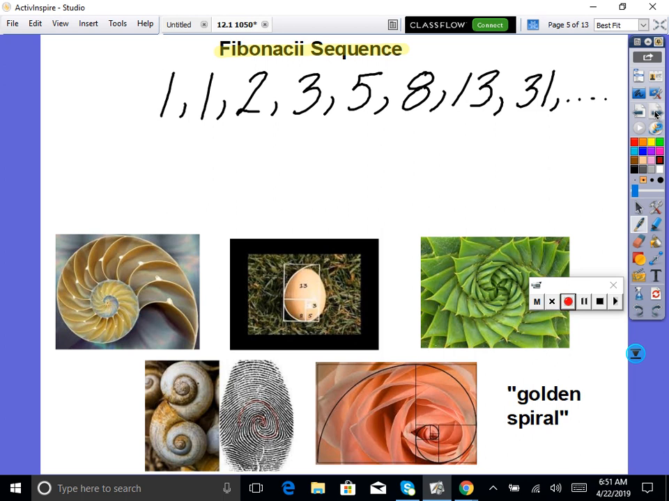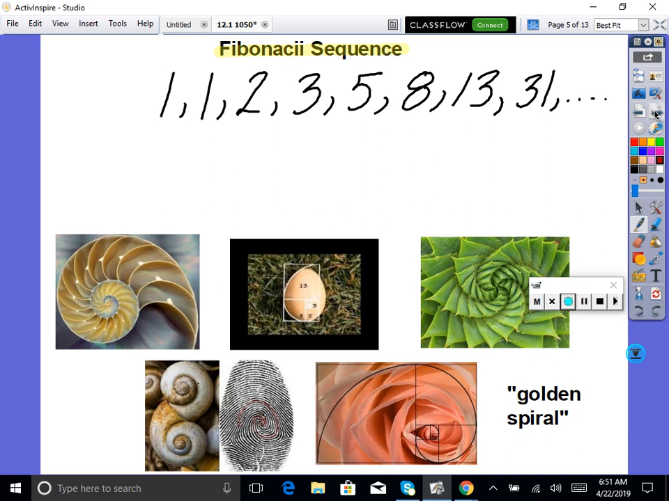Yeah, they're adding previous terms. So 1 plus 1 is 2. 2 plus 1 is 3. 2 plus 3 is 5. 3 plus 5 is 8. Yes, that's what's called the Fibonacci sequence. So a mathematician, last name Fibonacci, figured out that this phenomenon happens in the real world many, many times. So these are all examples of the Fibonacci sequence.